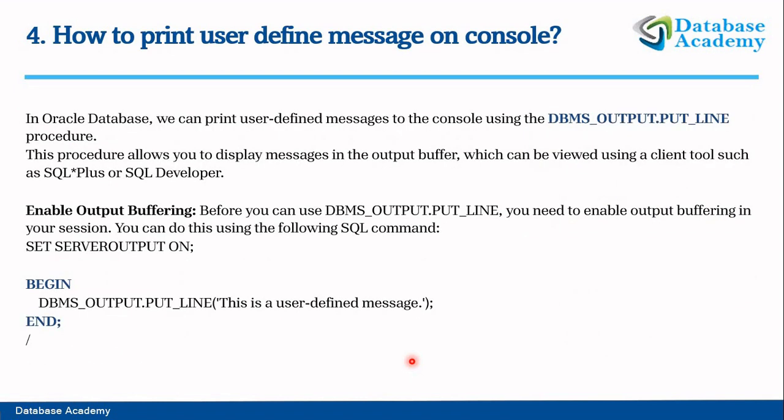Fourth question that the interviewer can ask: how to print a user-defined message on a console? We have the DBMS_OUTPUT.PUT_LINE procedure, which helps us display the message that we want to print. To enable this DBMS_OUTPUT.PUT_LINE, we have to run SET SERVEROUTPUT ON. Then only can we print any user-defined message on a console. So we use DBMS_OUTPUT.PUT_LINE and then the user-defined message to print that on a console.